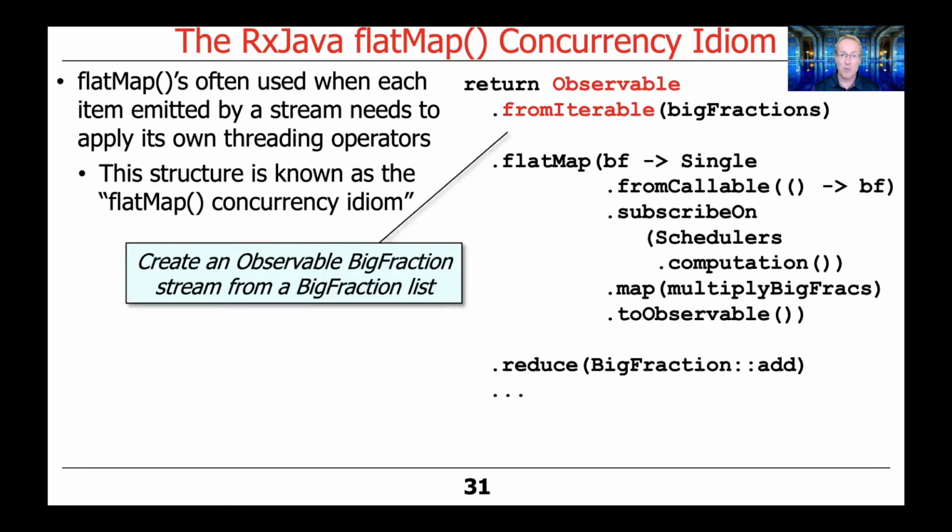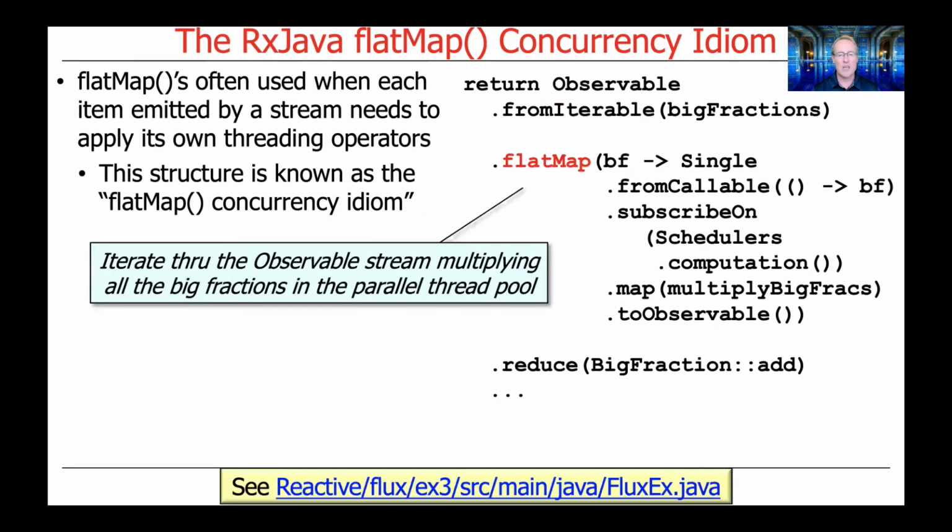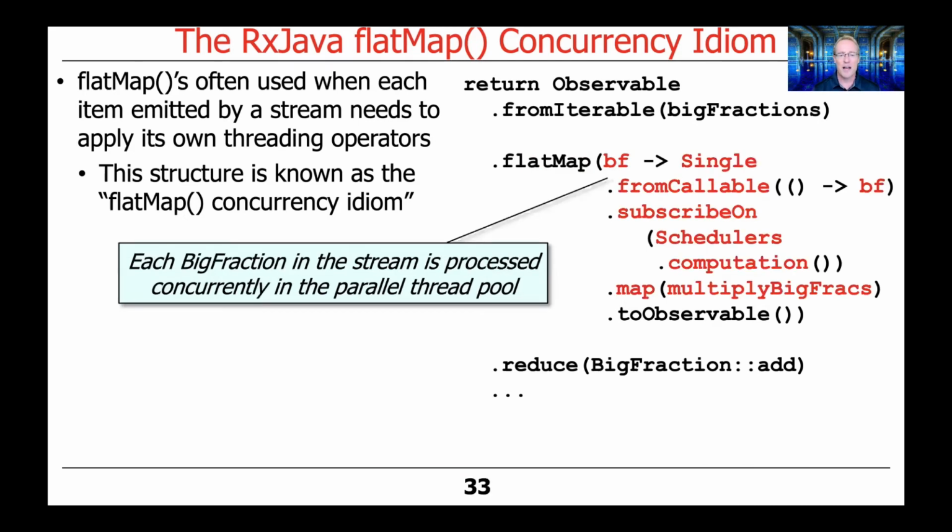So here's an example that we'll look at in more detail, but just a quick preview. We use the fromIterable factory method operator to take a list of big fractions and convert it into an observable stream. And then we use flatMap to iterate through the observable stream, multiplying all the big fractions that are in that stream using a parallel thread pool. And you can see how this works. We take each big fraction that's emitted and we'll process it concurrently in the thread pool.